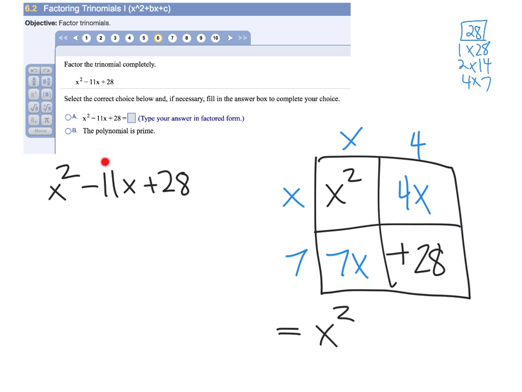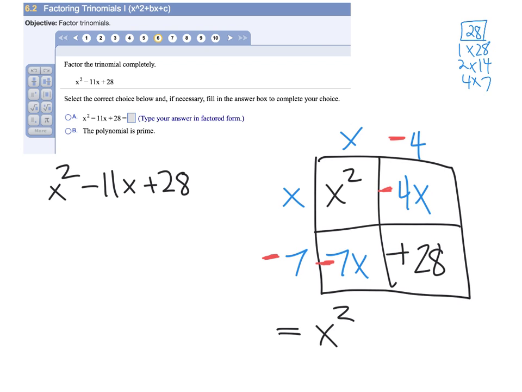I wanted negative 11. So really what that means is I need this guy to be negative and this guy to be negative. Well, if I want these guys to be negative, that means instead of this being a positive 4, it needs to be a negative 4. And instead of this being a positive 7, I need it to be a negative 7. Now, what's really cool about that is negative 7 times negative 4 is still positive 28. So we're cool. It still works.